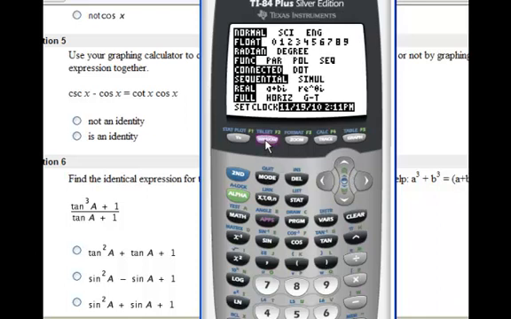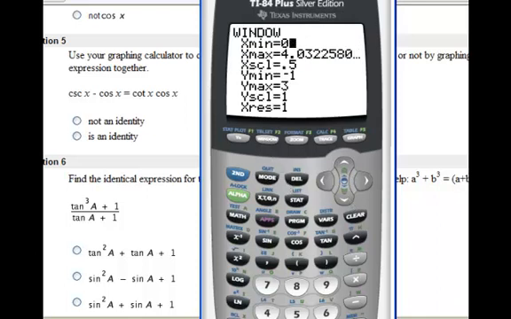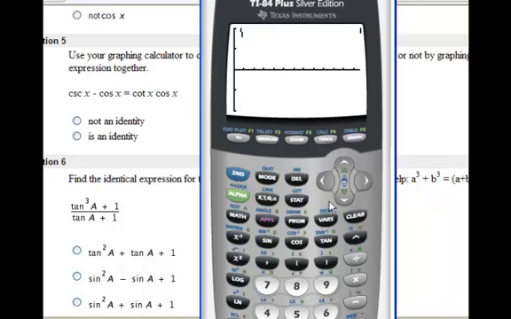Radians is a little bit more convenient because I can just go from 0 to 2 pi, for example. And scale really doesn't matter. The y minimum, maybe I go between -2 and 2, anticipating that I have an amplitude of 1, maybe a little bit larger. And then I graph, and there's the left-hand side graphing. And there's the right-hand side graphing, and that is definitely not the same. And therefore, this one is not an identity.